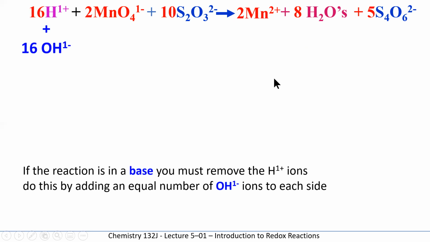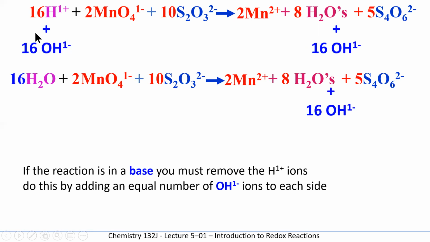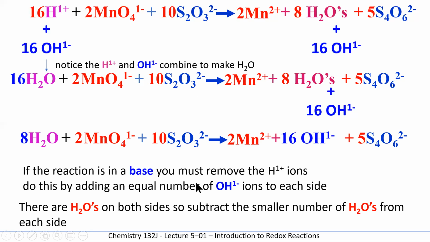But remember, we're trying to balance this equation. So if we add 16 OH minuses or hydroxide ions to the left, we're going to need to add them to the right. So when we do that, notice what we've done is we've added the 16 hydrogen ions, and the 16 hydroxide ions give us 16 waters. On the other side, we're just going to leave the 16 hydroxides. And if you inspect this equation now, you can see there's waters on both sides. So now we're going to get rid of the excess waters by subtracting 8 waters from each side. So when you subtract 8 waters from each side, you're left with 8 waters on the left. You're left with 16 hydroxides on the right because the 8 waters are now gone, and you have a balanced equation, which again, you can check using the steps I have just carried out.